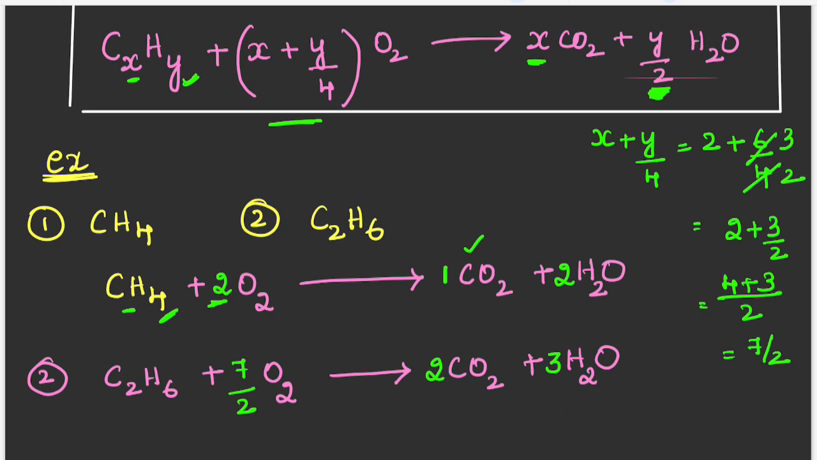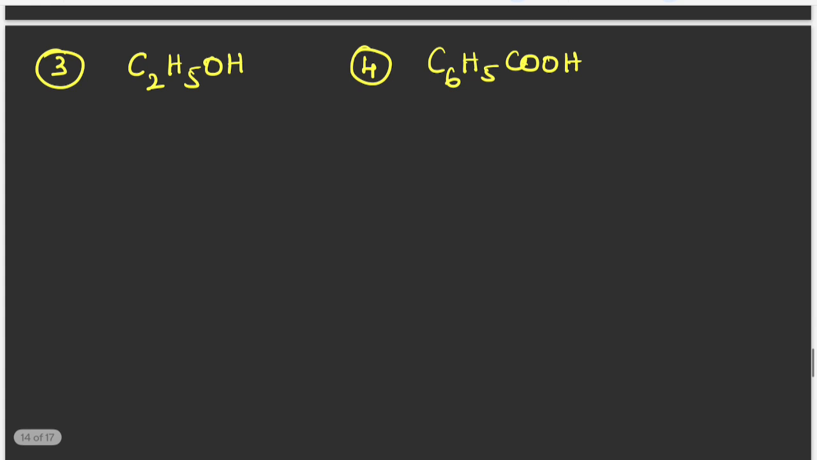Here we have written 7 divided by 2, meaning 2 is present. So multiply 7 by 2 into 2. How much will you get? 7 by 2 into 2, so 2 and 2 get cancelled, and you will be getting 7. Same here, 2 2s are 4, 4 plus 3 is 7. So here also 7, and here also we are going to get 7 oxygen atoms. So it is balanced. Is that clear? Next, 2 more examples we are going to study.